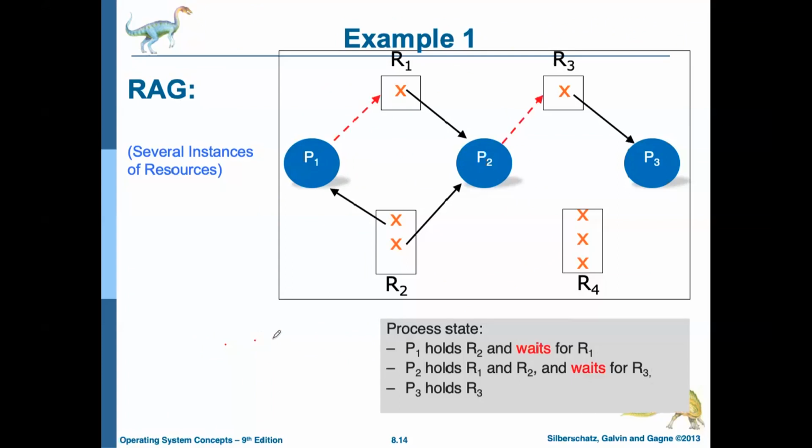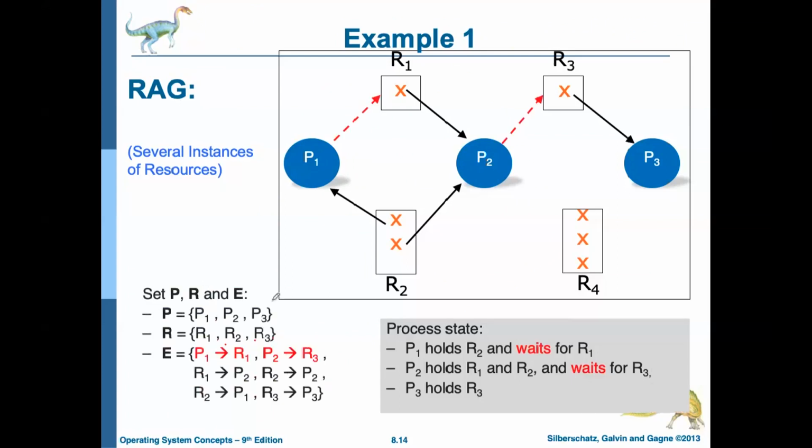And next, like this. Okay, so we have done this. And then this one, the set of P, we have P1. It's very straightforward. E is a request, R is a resource, and this one is the assignment edge. So this is the set of P, R, and E.